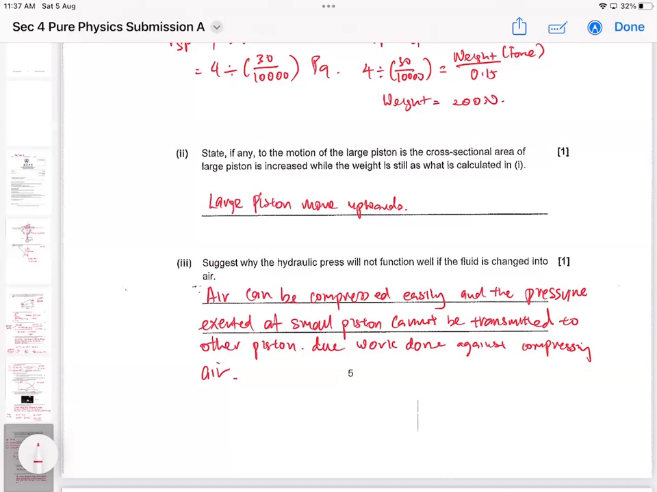That's why gases are horrible for this kind of hydraulic system. Whereas in liquids, there is no compression, so the energy is not wasted to compress the liquid, so it will be fully transmitted to the other side of the piston. Okay, that's the general idea.